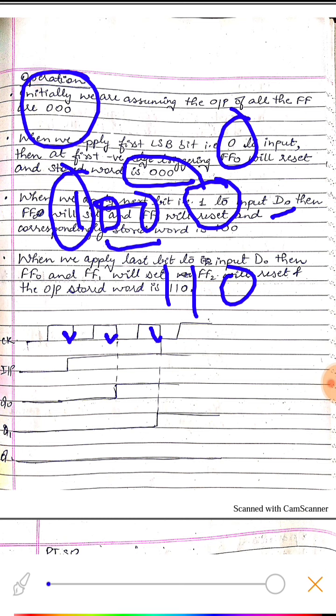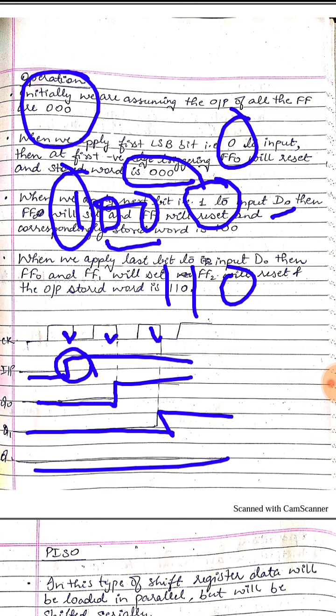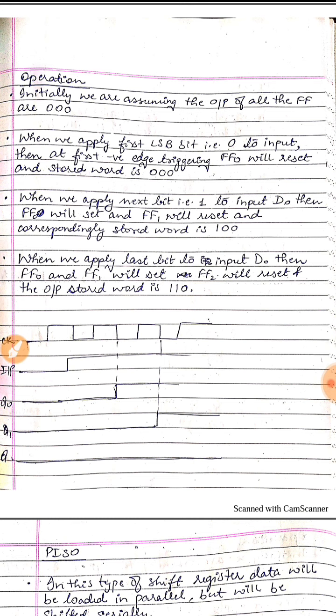Okay, at the first negative edge the input 1 is applied, so Q naught will become 1. At the second edge Q1 will become 1, at the third edge Q3 will continue to be 0. So this is how the serial in parallel out shift register works.